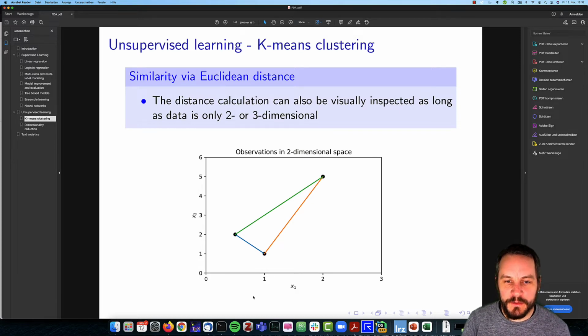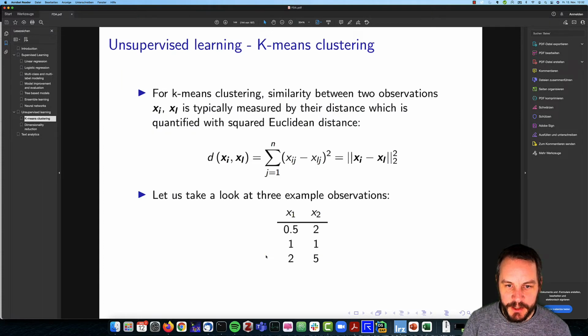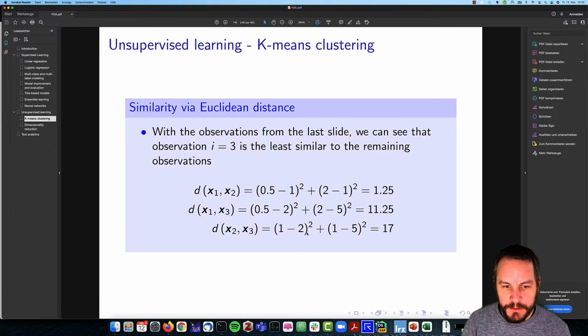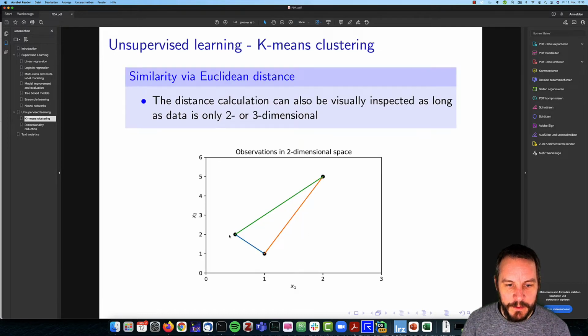This is also what we can observe here, because we have only 2 dimensions, only 2 feature variables. Here we can see observation 1 has 0.5 and 2, so that is where we are here. This is then the second observation, and this is the third observation. We can see visually what's quantified by the squared Euclidean distance.